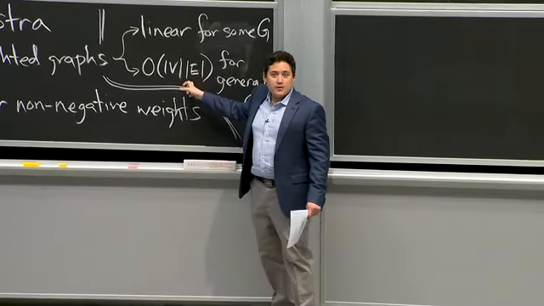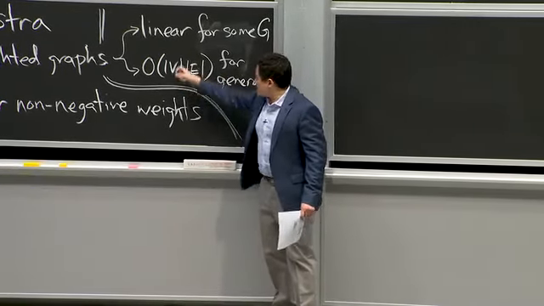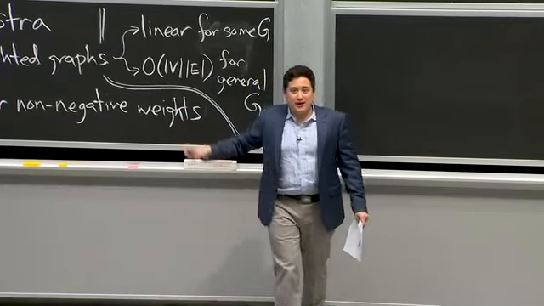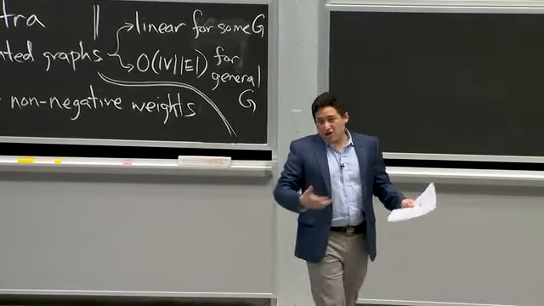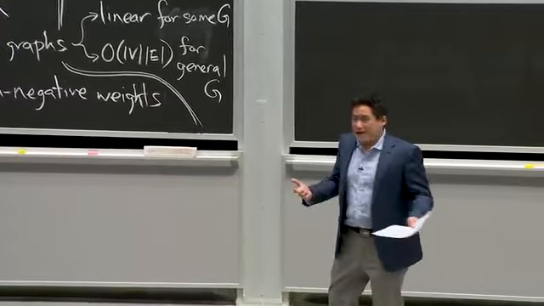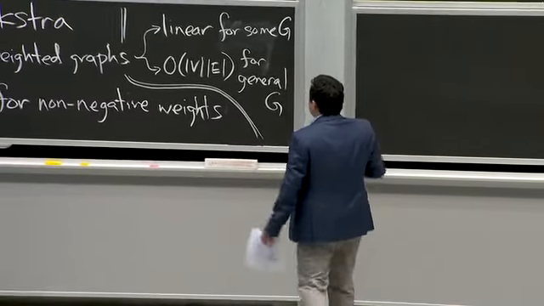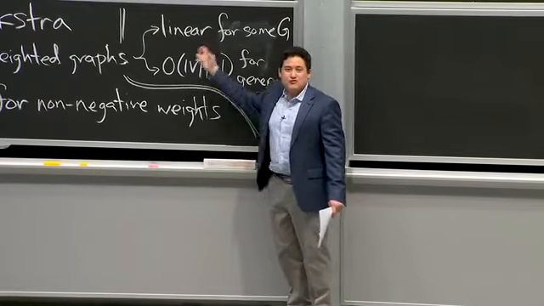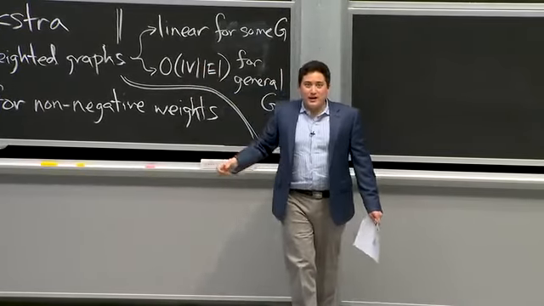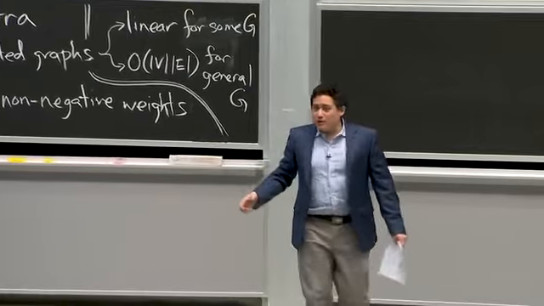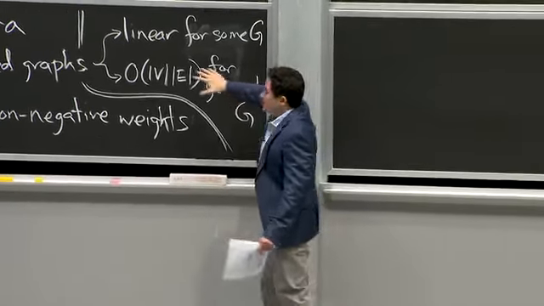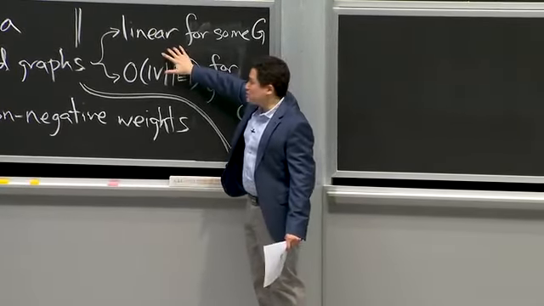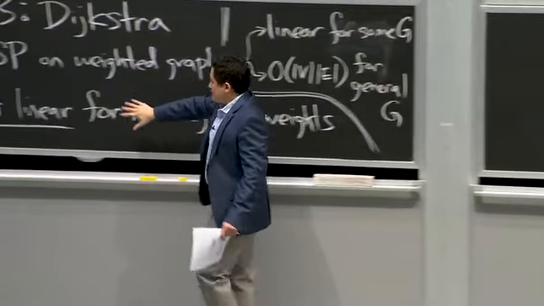V squared. But if the graph is dense, like the complete graph, where every edge is present, then we have quadratically many edges in our graph in V. And so this running time is V cubed. V cubed's not great in terms of its running time. We would like something closer to linear, right? And so that's what we're going to do today.